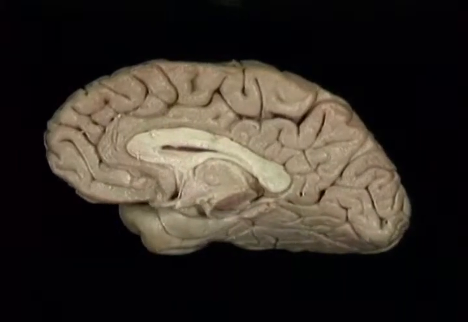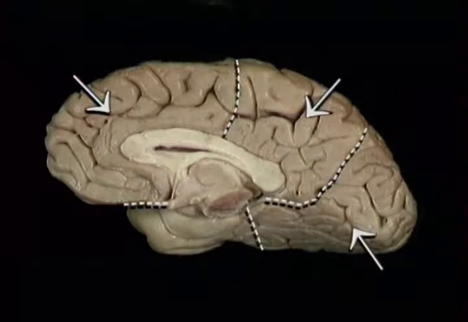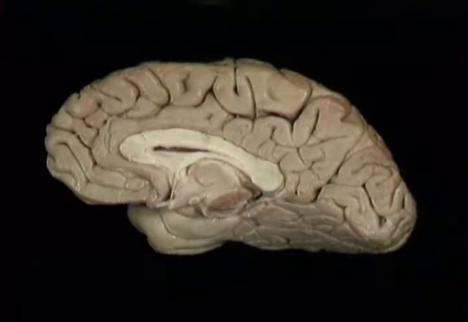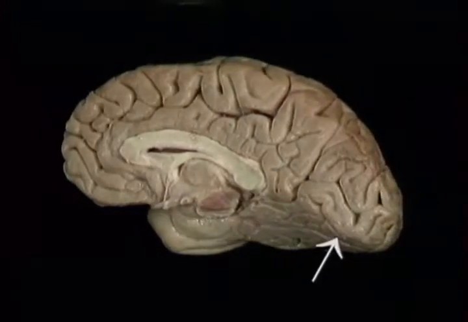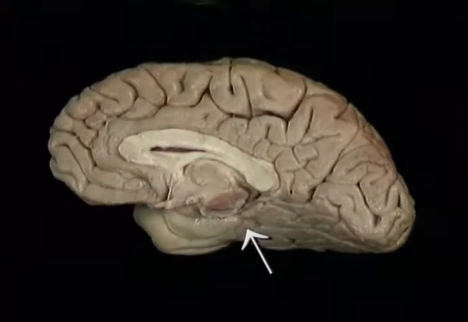Here are the 4 lobes on the medial surface: frontal, parietal, occipital, and temporal. The sloping underside of the occipital lobe conforms to the upward slope of the tentorium.